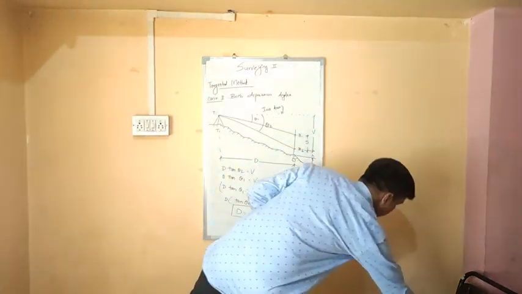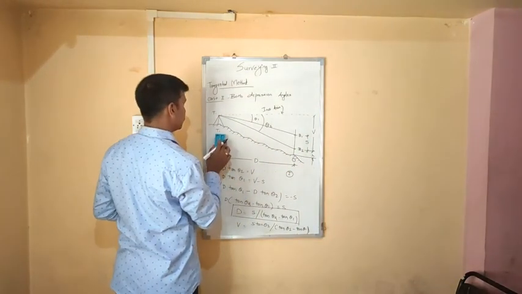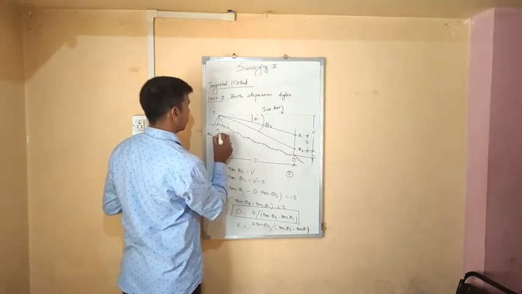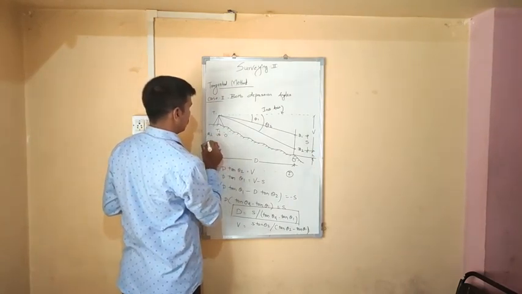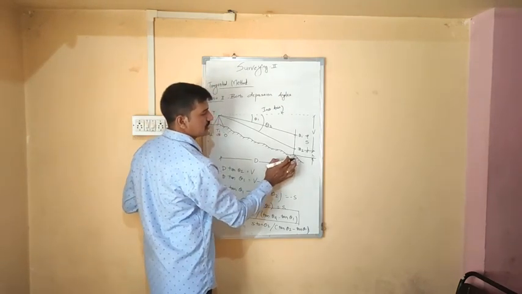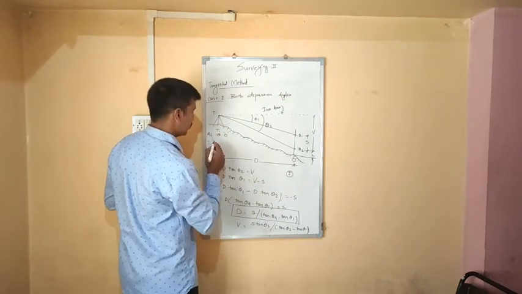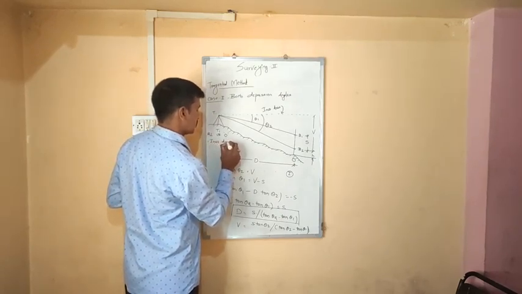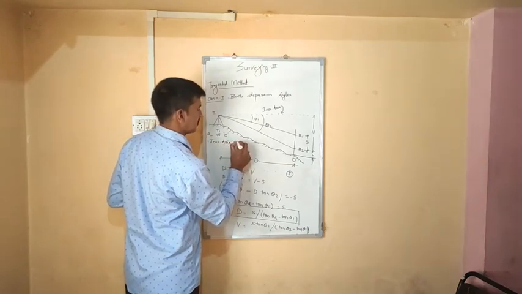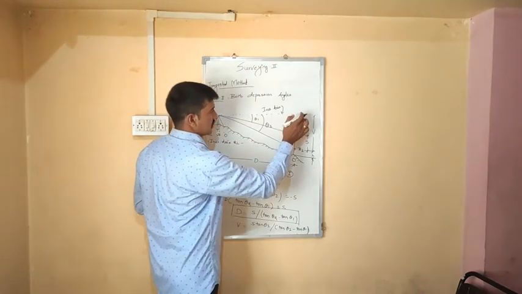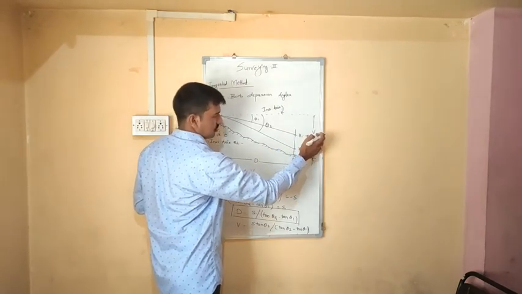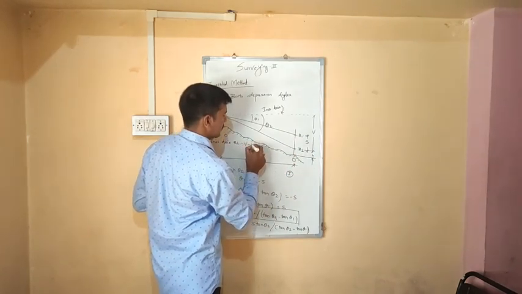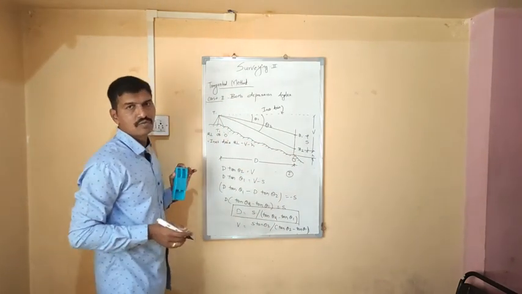So I will use space over here. RL of point O will be equal to instrument axis RL. If we are on instrument axis RL, then from instrument axis RL minus V minus h we will reach the RL of point O.